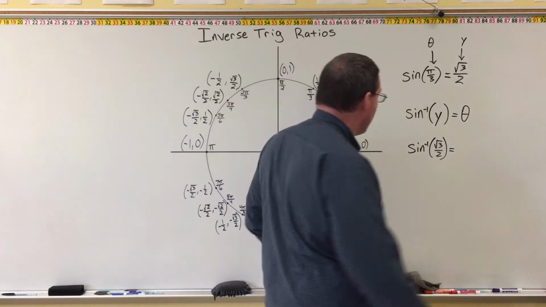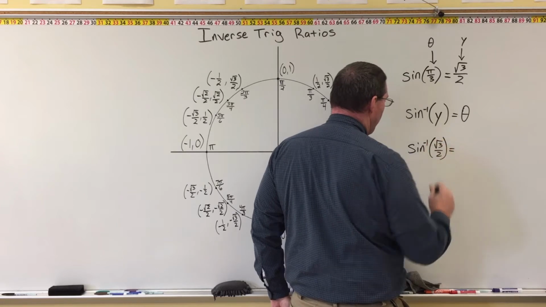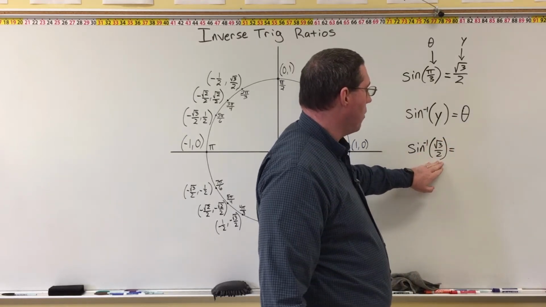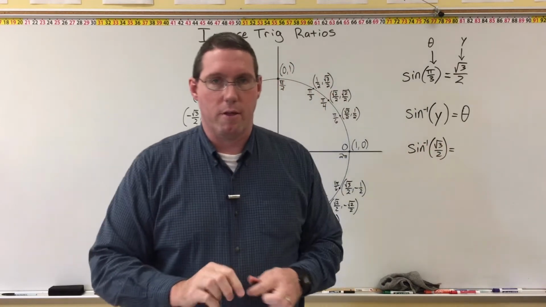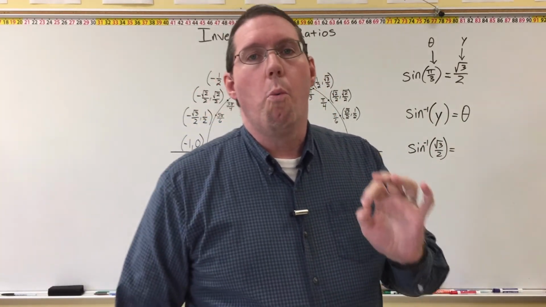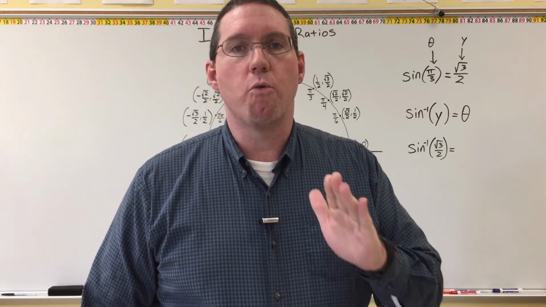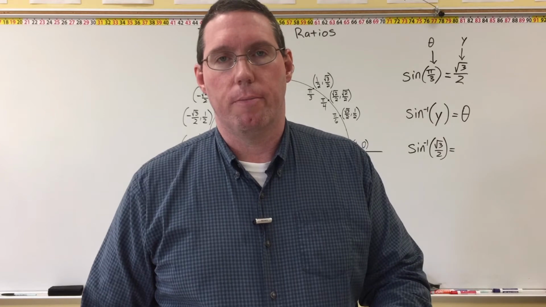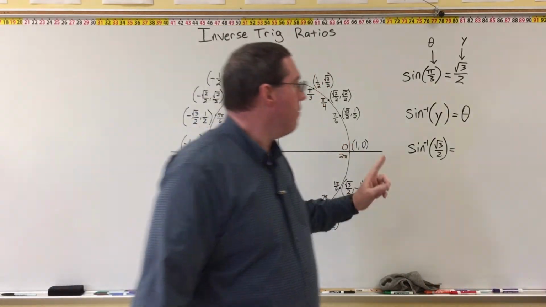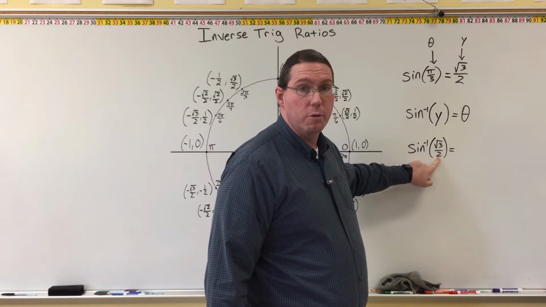When I say this is a -1 here, it's really ugly, but that's a -1. If I ask sine inverse of square root of 3 over 2, here's what I'm asking. What I'm asking is this: what radian angle measure on the unit circle would give me an answer of square root of 3 over 2?